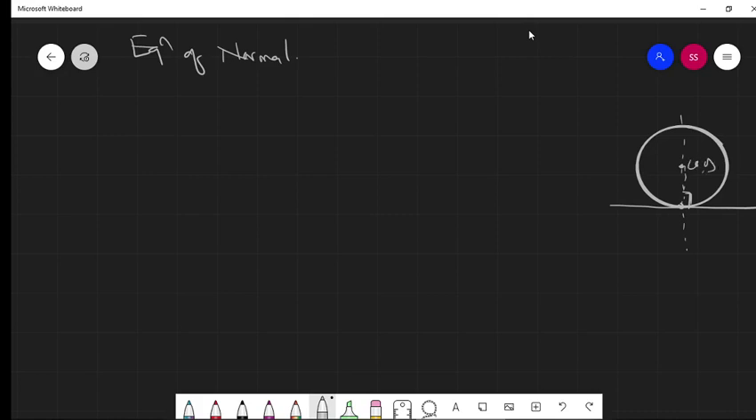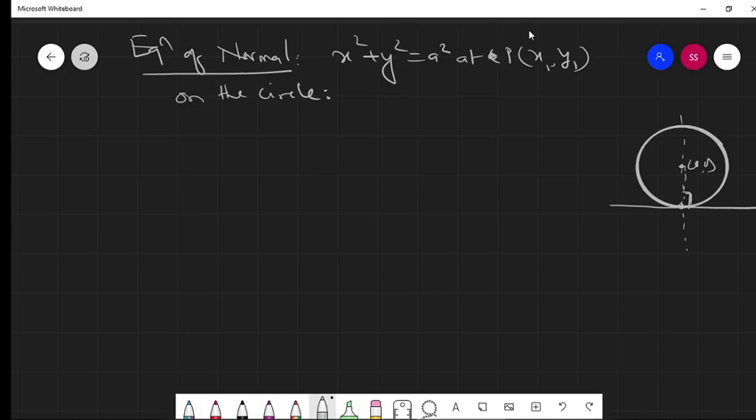So the equation of normal in the circle x square plus y square equal to a square at point x1 comma y1 on the circle is x1 y equal to y1 x. This is the direct formula for finding the equation of normal.